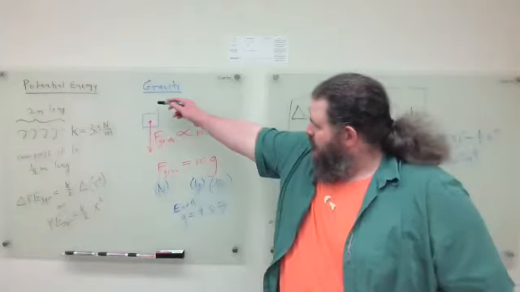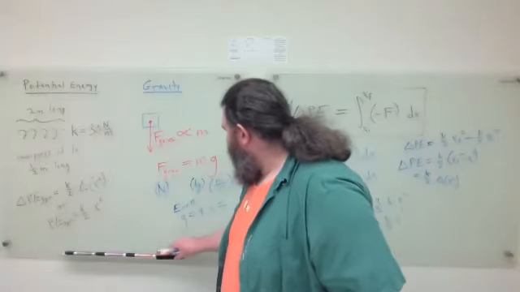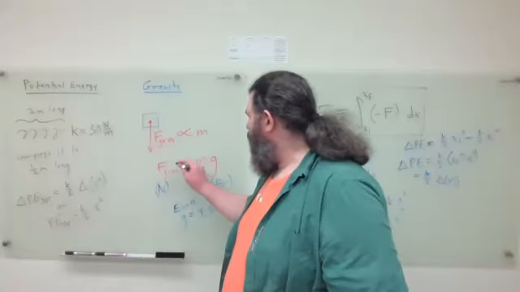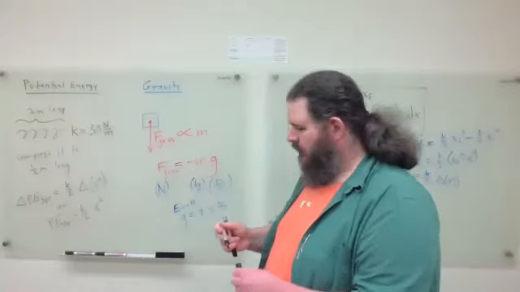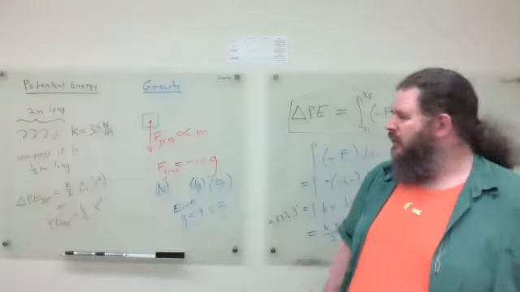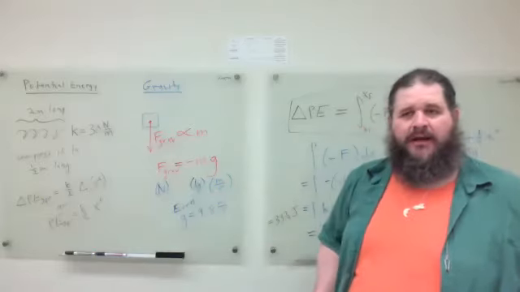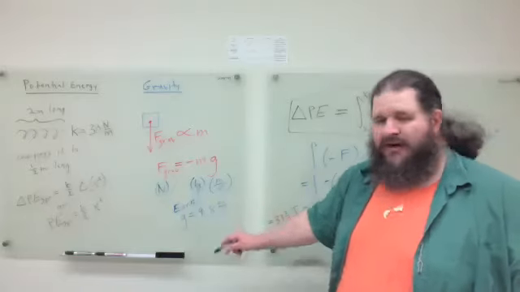Also, since the force of gravity is pulling downwards, we usually write this as negative mg, if we care about direction, which we do here. So force of gravity is negative mg. M is the mass of the object. G is the acceleration of gravity, which on Earth is about 9.8 meters per second squared.